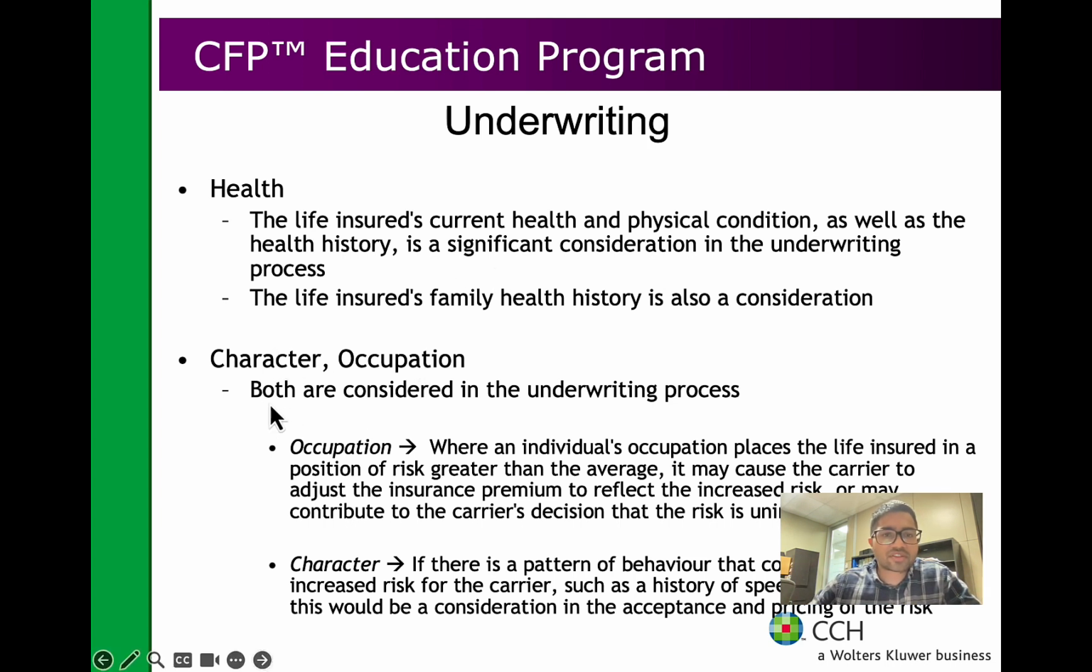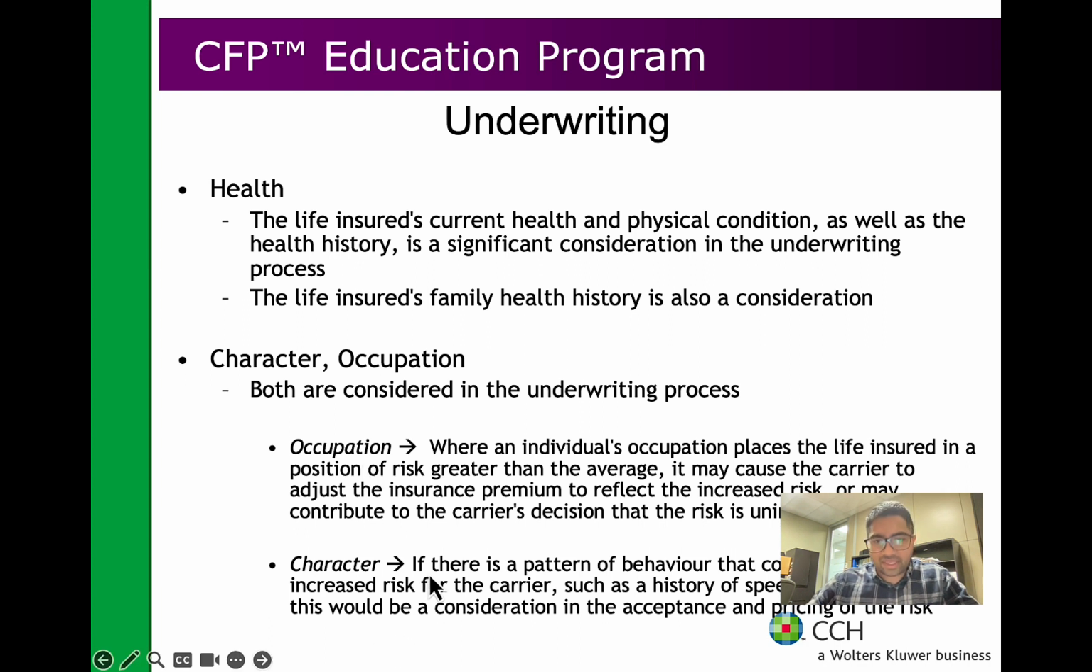Character and occupation are both considered in the underwriting process. Occupation: where an individual's occupation places the life insured in a position of risk greater than the average, it may cause the carrier to adjust the insurance premium to reflect the increased risk, or may contribute to the carrier's decision that the risk is uninsurable. So sometimes if you are in a very risky occupation, then the insurance company might deny you insurance.